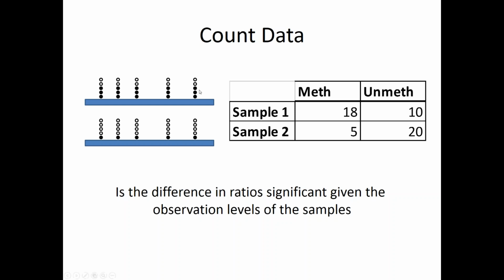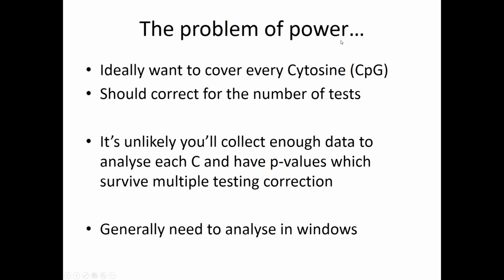The likelihood of this coming up as statistically different will depend not only on the difference in the ratios between the two samples, but also on the number of observations that we have. If we have lots of observations, count-based statistics will have more confidence than if we have low numbers of observations. And what that comes down to then is an issue of statistical power, which relates to what we were talking about before. So again, it's unlikely that we're going to be able to analyze an individual cytosine.